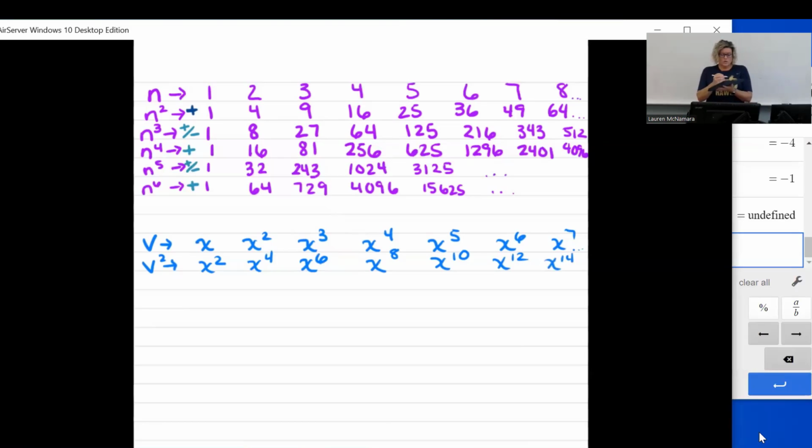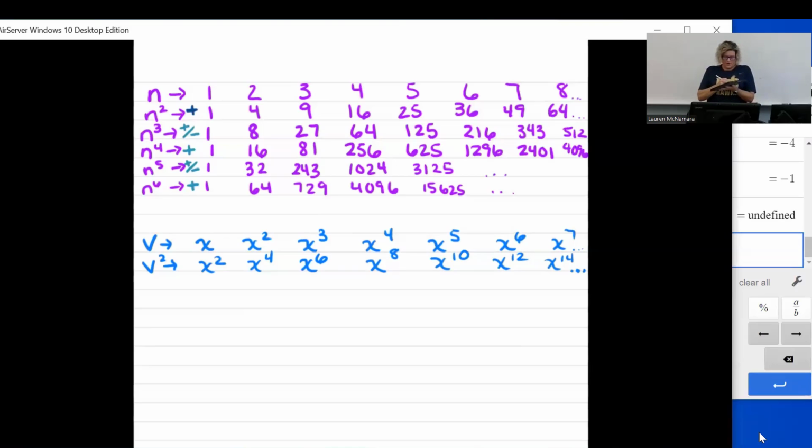So what do you notice about all these perfect squares? 2, 4, 6, 8, 10, 12, 14. Yeah, they're all even. They're all divisible by 2. They're all multiples of 2.